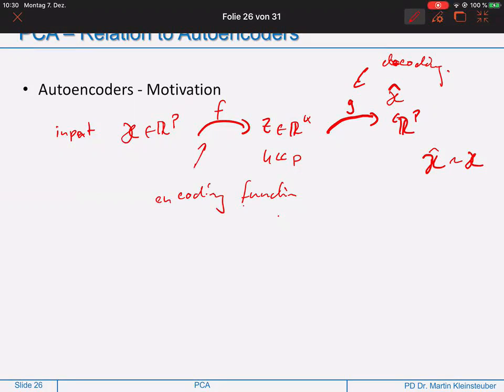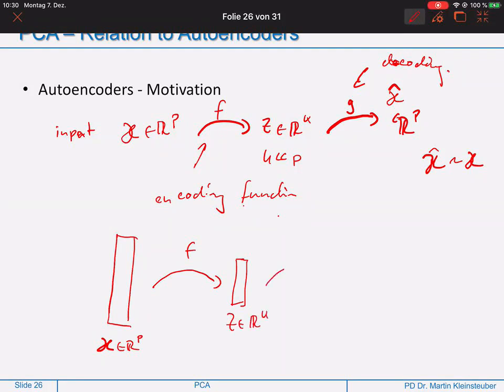And very often you see this picture here. You see the size of your input signal X in R^p, and you have your map F, and this goes into some smaller Z in R^k, and then you want to reconstruct with G to some X hat. That is the idea of an autoencoder.